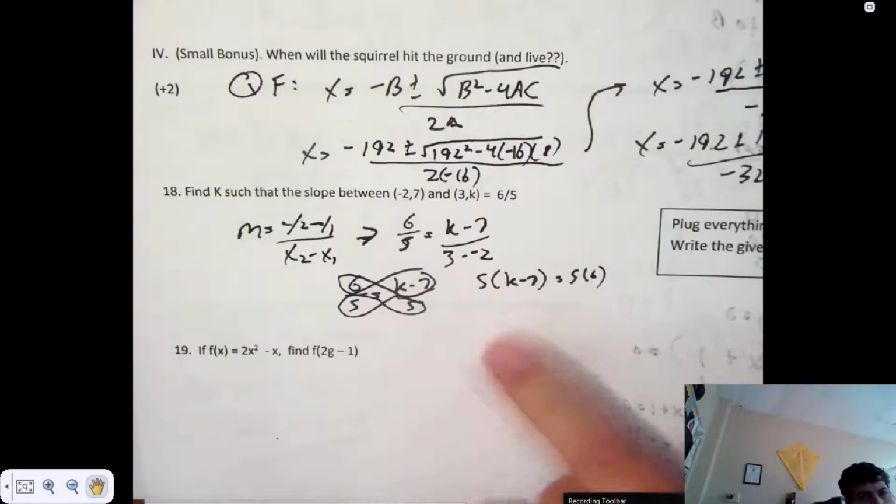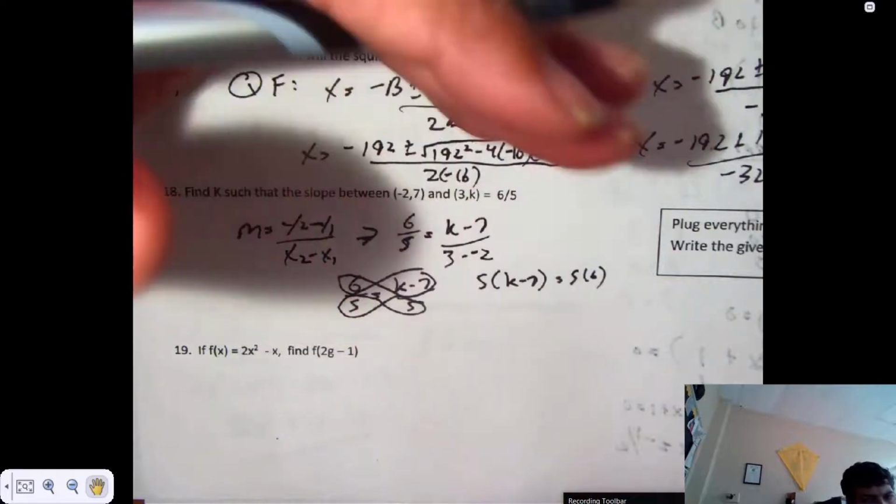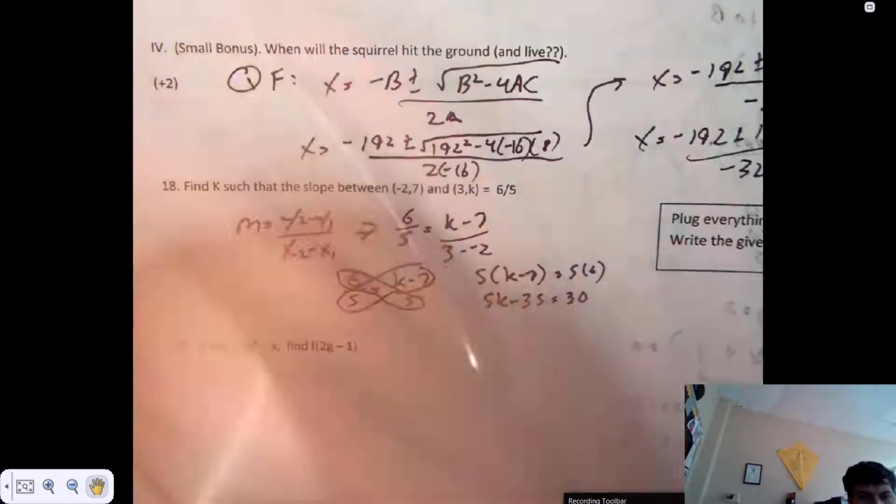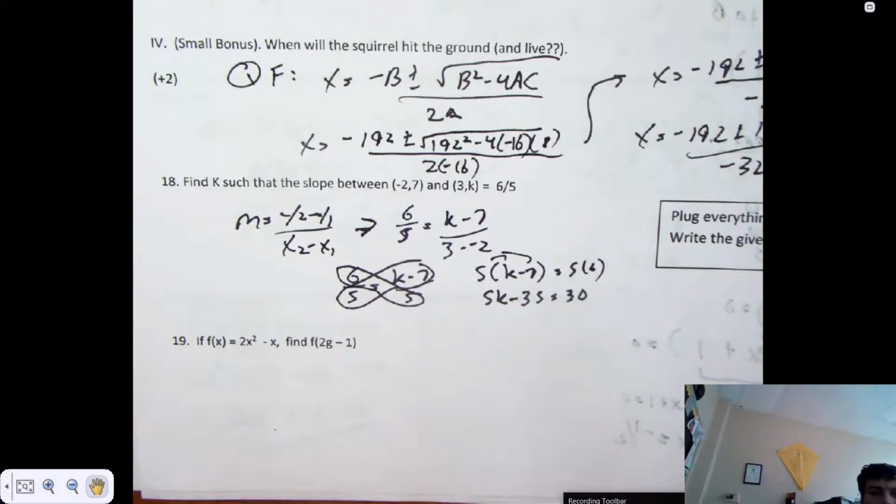Now, usually problems don't work out this way. I could divide the 5 out, but I'm not going to. It's just dumb luck that this worked out the way it did. So I just distributed my 5, multiplied 6 and 5 together, and I have this.